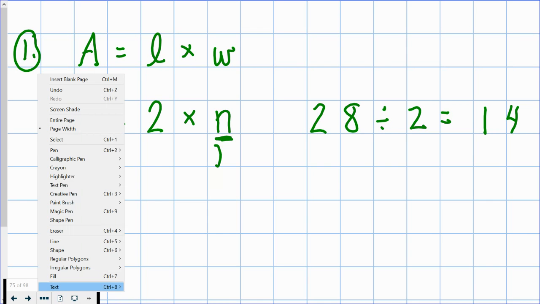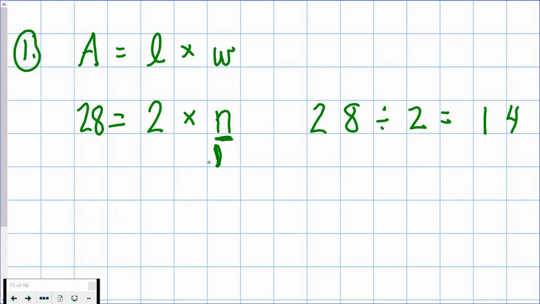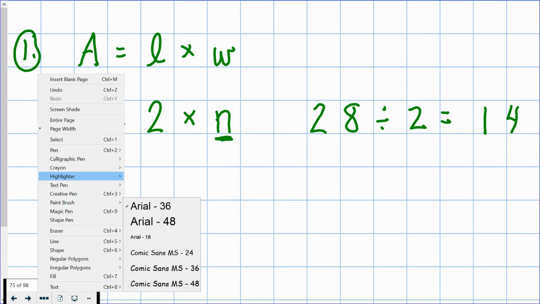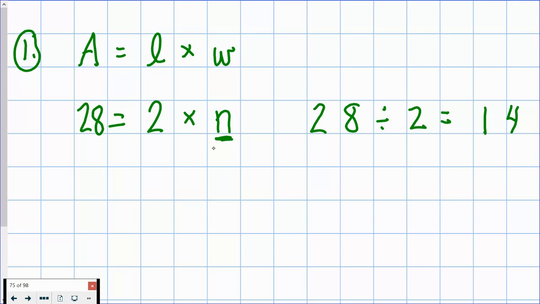Oh, that is a messy one. Let's fix that. Come on, eraser. All right, let's try and redo that. Okay, so n is 14 because 28 divided by 2 gave us 14. That's the missing quantity for n.